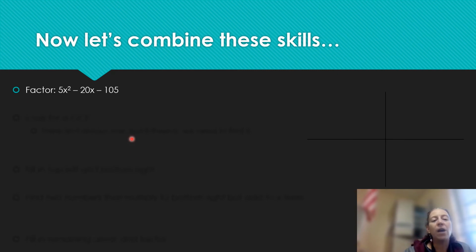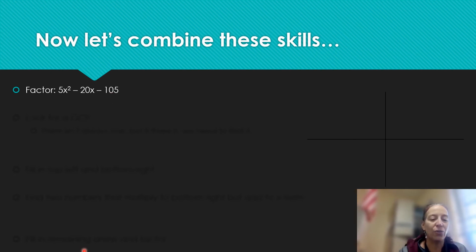Okay, so now we're going to combine these skills. So what happens if you are asked to factor something like 5x squared minus 20x minus 105? So probably right off the bat, you're thinking, holy smokes, Ms. Taylor, 105? Ouch. Yes, exactly. Ouch. I don't want a number that's big.